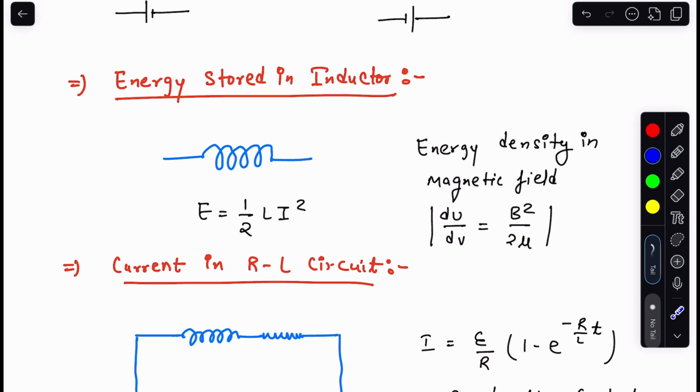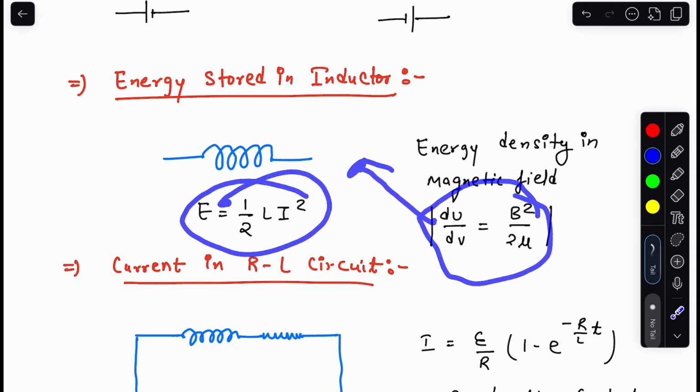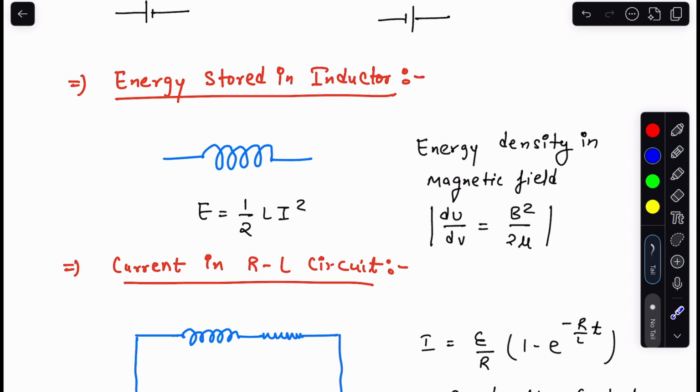And one more thing, just like in the case of the electric field, we had half epsilon naught E square. This was the energy stored per unit volume. In the case of the magnetic field, the energy stored per unit volume, if we calculate with the help of this formula, will come out to be B square divided by 2 mu, where mu is the permeability of that medium.